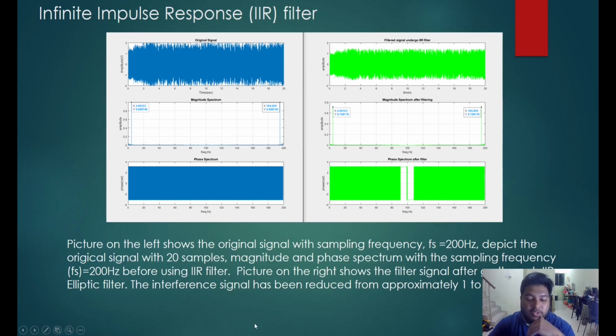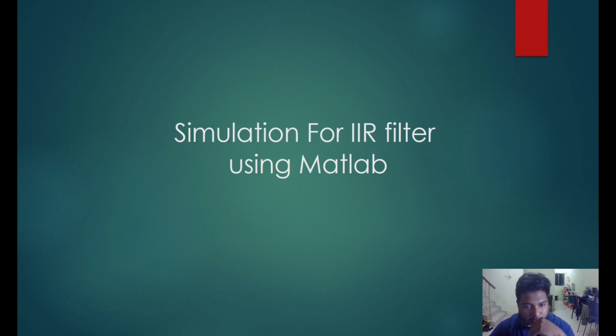The picture on the right shows the filtered signal after going through the IIR elliptic filter. The interference signal has been reduced from approximately 1 to 0.708176. Next I'm going to show you the simulation for the IIR filter.